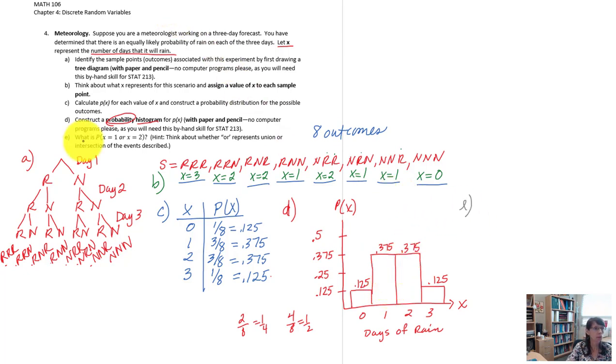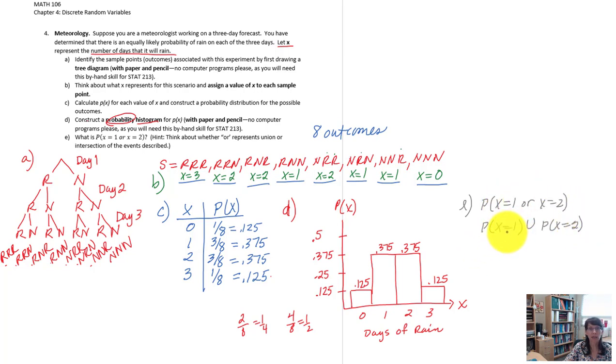For part E, we're looking for the probability that x equals 1 or x equals 2. We interpret this as, what is the probability that there will be 1 or 2 days of rain? So the probability that x equals 1 in union with the probability that x equals 2 is what we're actually calculating. The word or is the union of those probabilities.